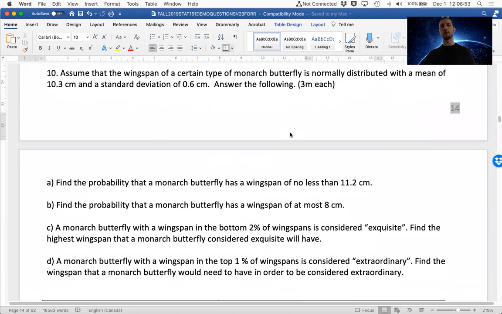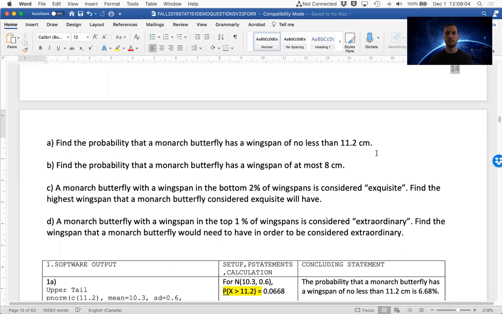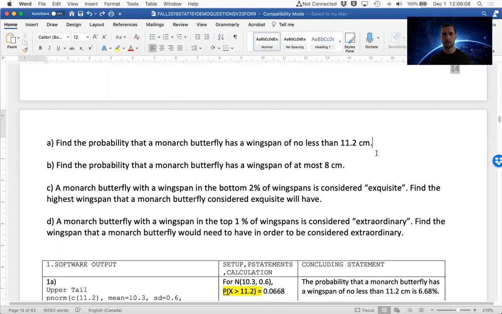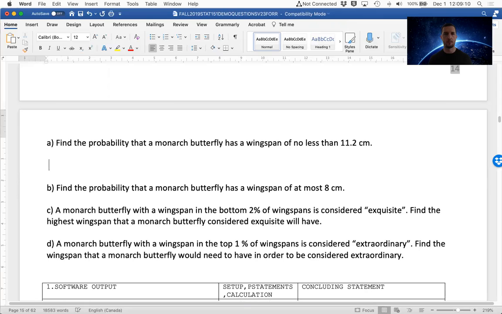So this is a normal question now. Assume that the wingspan of a certain type of monarch butterfly is normally distributed with a mean of 10.3 and a standard deviation of 0.6. In part A, it says find the probability that a monarch butterfly has a wingspan of no less than 11.2. No less than 11.2, so that would be greater than 11.2. So what we have here is P(X > 11.2).